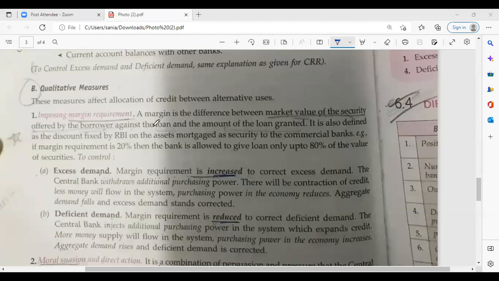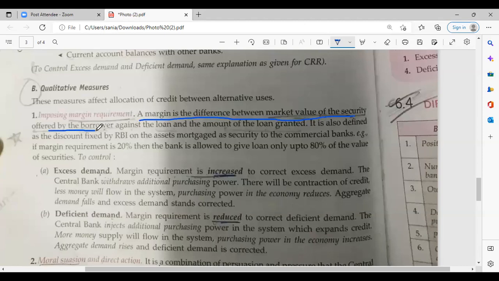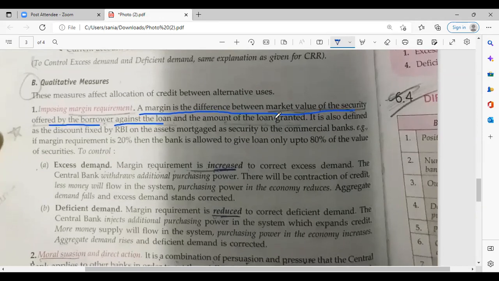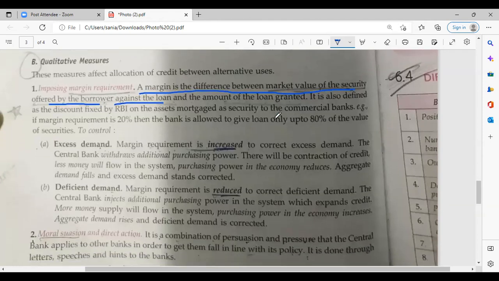Okay, students. Now coming to over here. First the definition. The definition is: a margin is the difference between the market value of the security offered by the borrower. There are two people. One is the borrower, someone who will borrow something and return it. So basically the market value of the security, and who will be giving the security? Of course, the person who will be taking the loan, the borrower. Against what? Against the loan and the amount of loan granted. You can write like this: against the loan, or offered by the borrower against the amount of loan granted. It's your choice, or if you want to write both, you can. Okay, clear, everyone? You will be writing this.